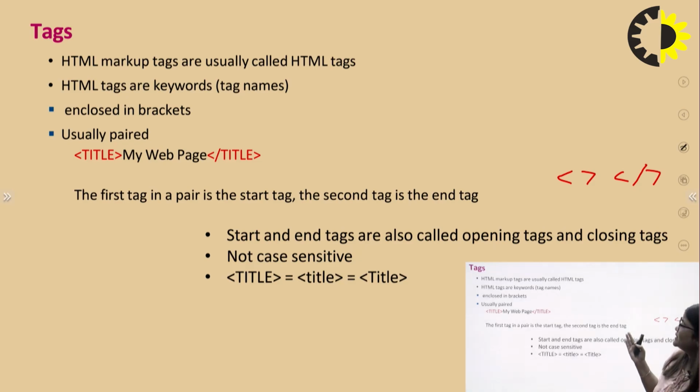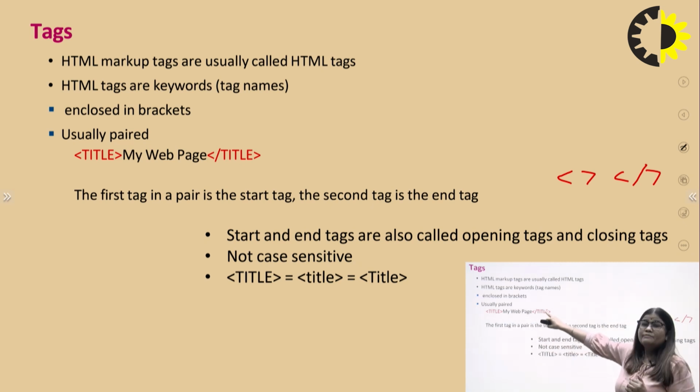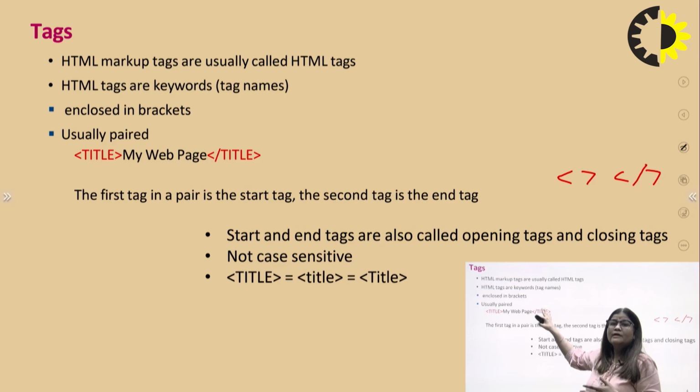HTML tags are keywords enclosed in brackets, as I have shown you, and they are usually paired, like title. If I want to write something between the title tags, I have to close it with a closing tag, and I have to ensure that it is closed, otherwise it would create an error. And in between this I have written my web page.